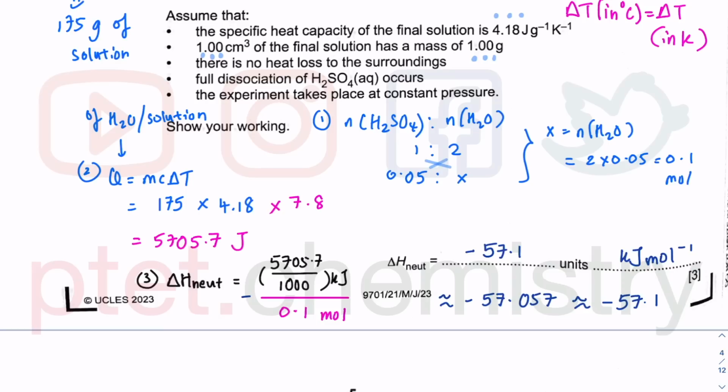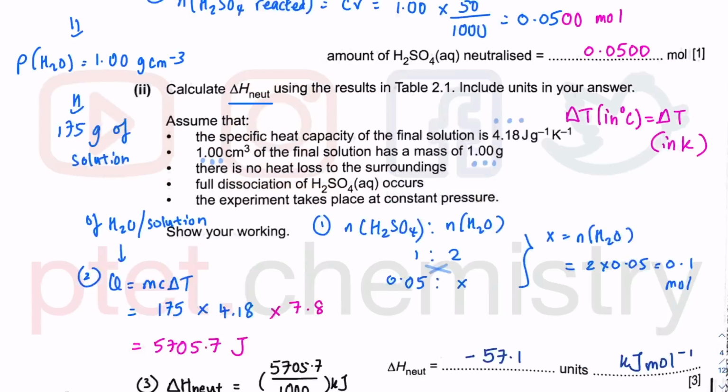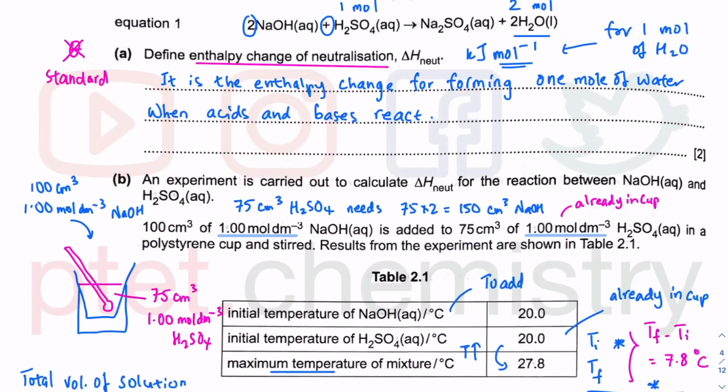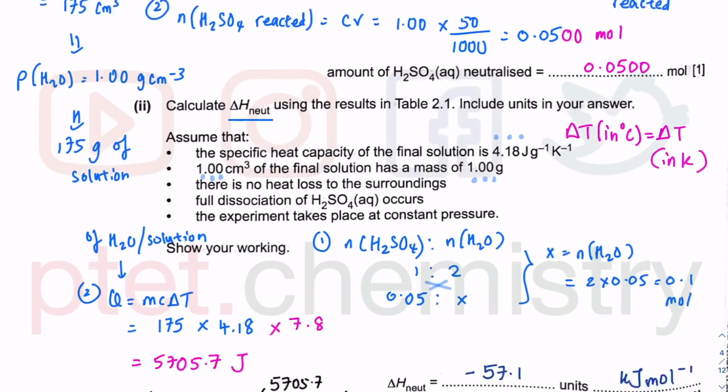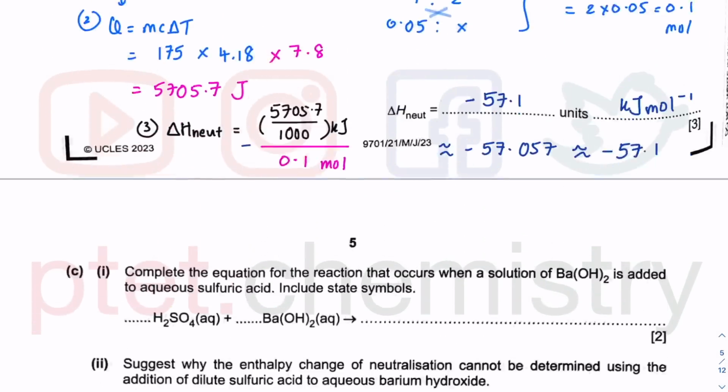If you've done enough enthalpy change of neutralization, you will know that, give or take, strong acid and strong base is around minus 57 kilojoule per mole. So a bit of general knowledge there, which you're supposed to know if you've done enough AS content revisions on enthalpy change of neutralization between strong base and strong acid. It's usually around minus 57 kilojoule per mole there.